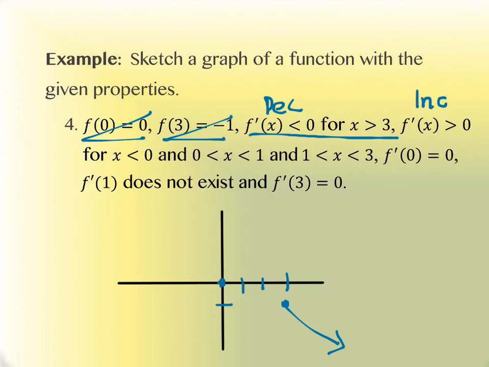But real quickly, we found out some more information about the points. Right here it says f prime of 0 is 0. What does that mean? Not an asymptote. Not a hole in the graph. It could be a max, it could be a min. What else could it be?